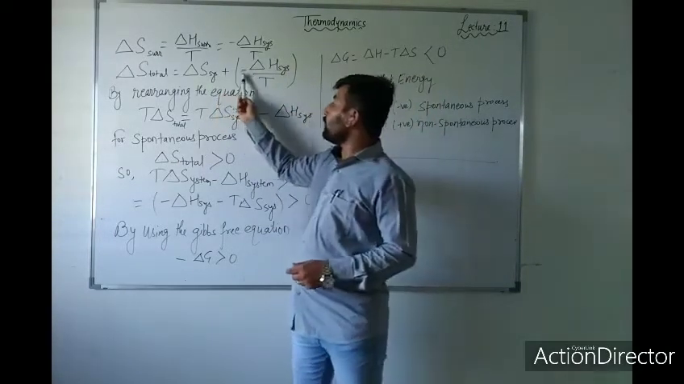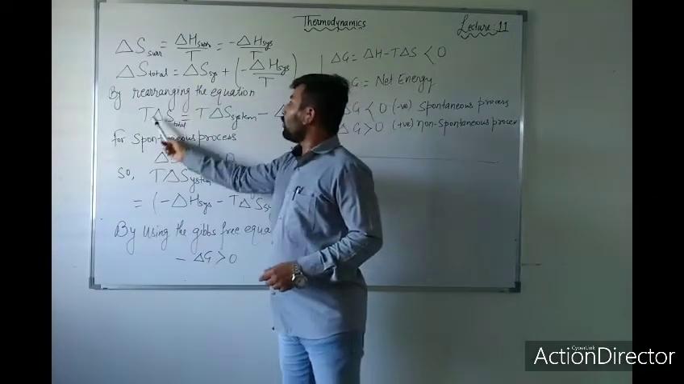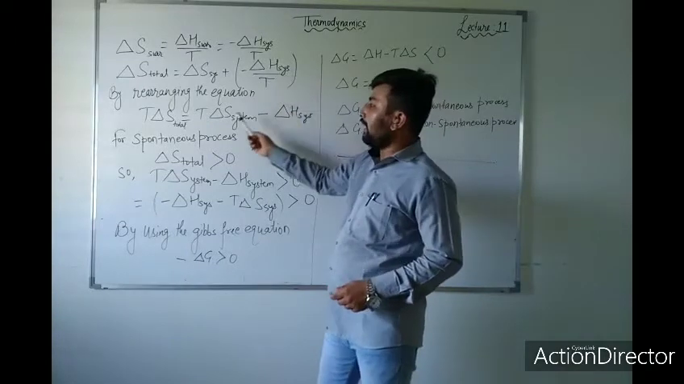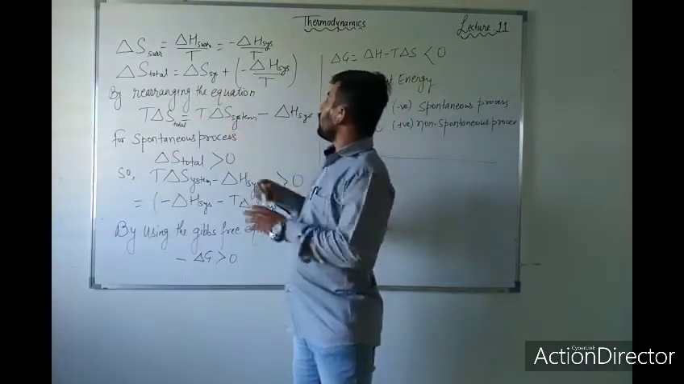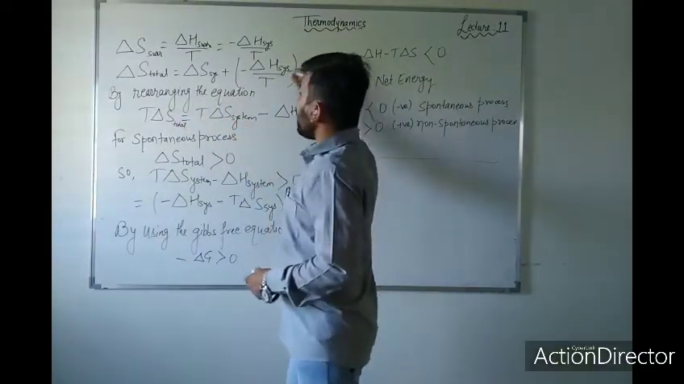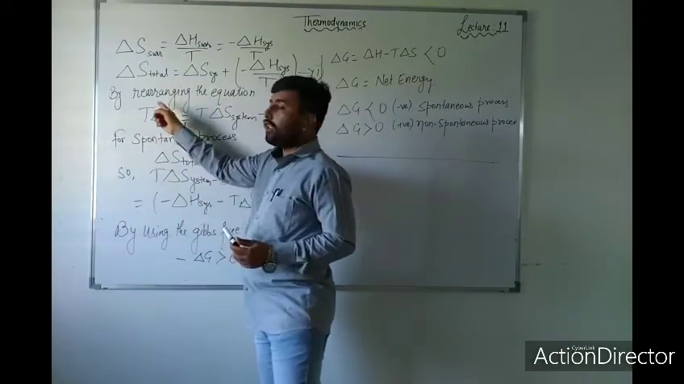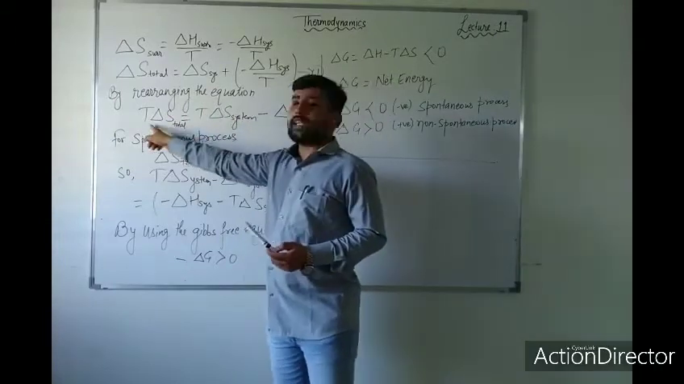So as I remove this bracket, what will happen? Total entropy is equal to delta S system minus delta H system by T. Now I have arranged this equation by multiplying both sides with T, delta S. So as I have arranged the equation, what will the equation be here?